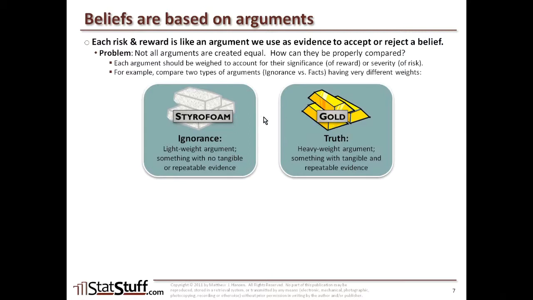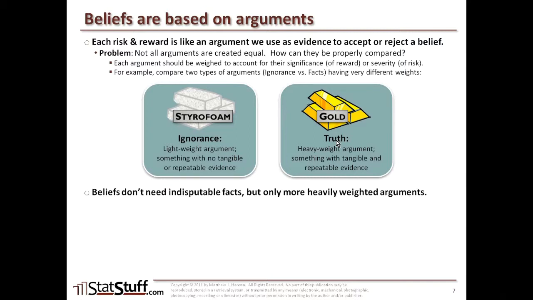So this is just to illustrate the two extremes between light and heavyweight materials, as well as a lightweight type of argument, ignorance, versus a very heavyweight argument like truth, an indisputable fact or absolute truth, like 2 + 2 = 4. That's an example of an absolute truth. Beliefs don't need to be indisputable facts. We don't have to have everything be a gold standard, if you will, or absolute truth. All we need is a more heavily weighted argument. Risk is normal, it happens in life, and it's something we should actually expect. Virtually every decision that we make accounts for some level of risk in what we do.